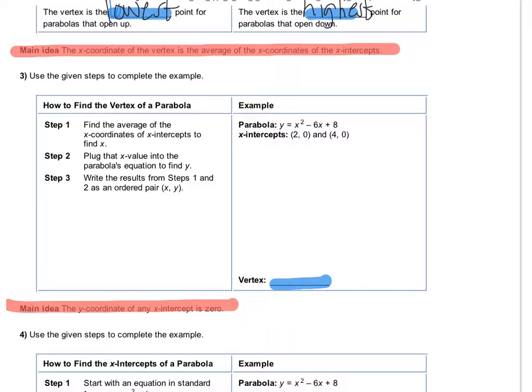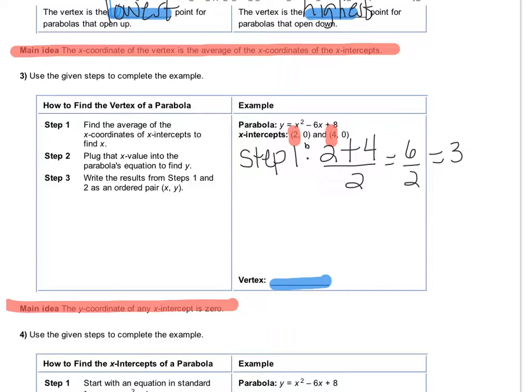So it says how to find the vertex of a parabola. Step 1, find the average of the x-coordinates of the x-intercepts. So all they're talking about, let me show you right here: 2 and 4. We know how to find the average. That's like finding your average when you're doing your grade. You add the 2 up and divide by 2, since all you've got is 2. So when we add 2 and 4 and divide by 2, we get 6 over 2, which is 3. And so that is the x-coordinate of my vertex.